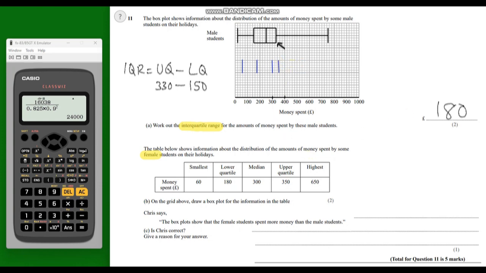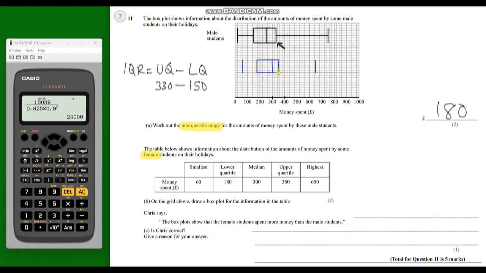And the highest is 650. Hopefully you get the idea here. So 600, 620, 640. So 650 will be here. There we go. So we've got all of our points. Now we just need to draw the box. So the box, we connect the two quartiles together.